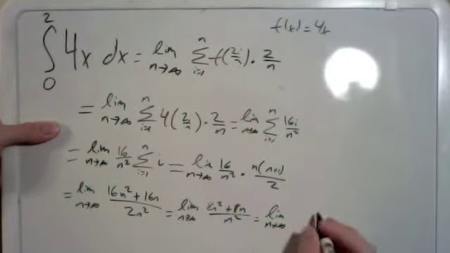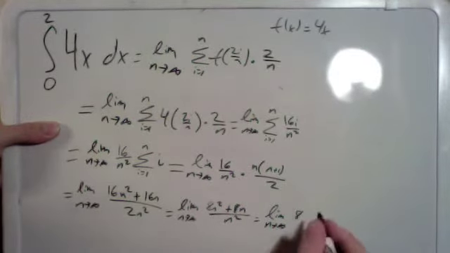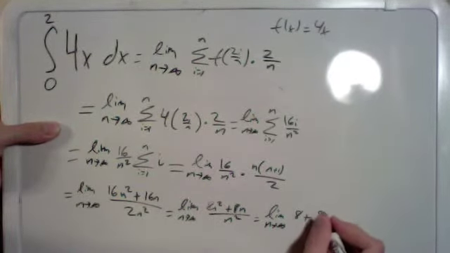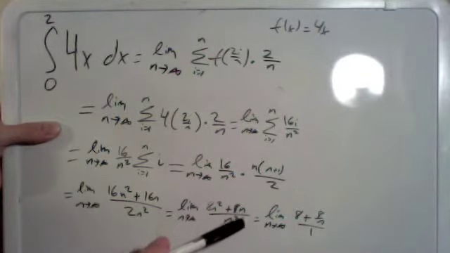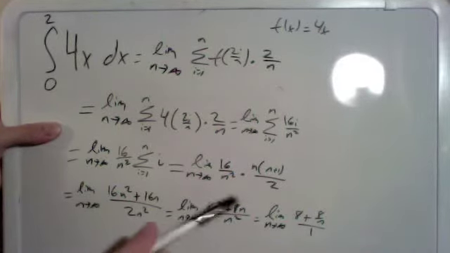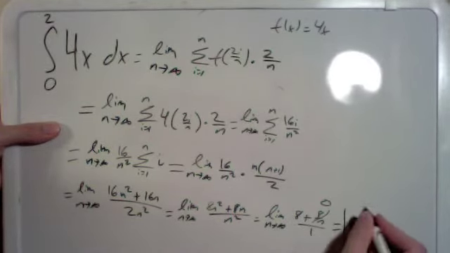as n approaches infinity of 8, because 8n squared over n squared is just 8, plus 8 over n, over 1. We just divided each individual term by n squared. As long as you do it to everything, you're allowed to do that. So now we can evaluate this limit. We know that the limit of some constant over infinity is equal to 0. So now we're just left with 8 over 1, which is equal to 8. And that's our answer.